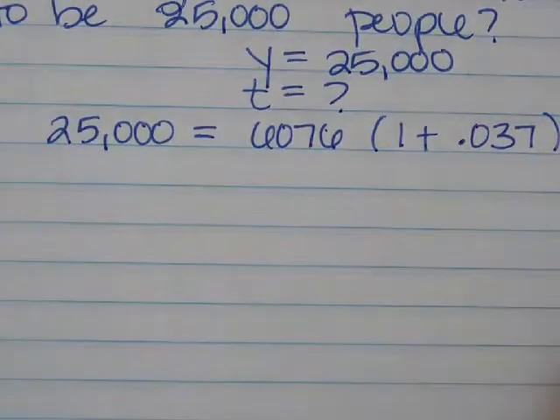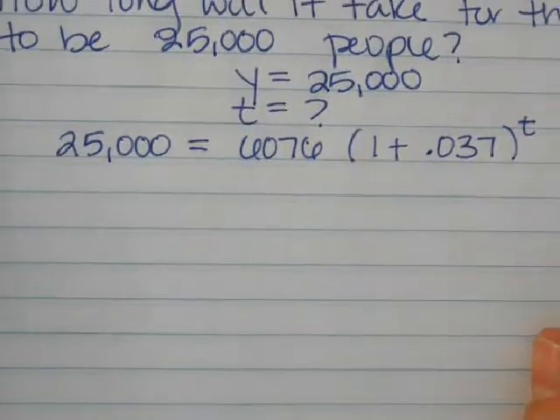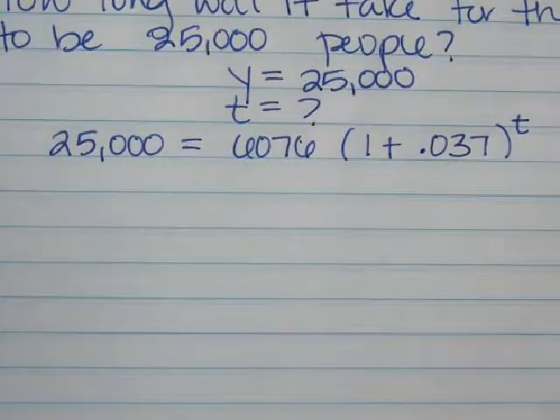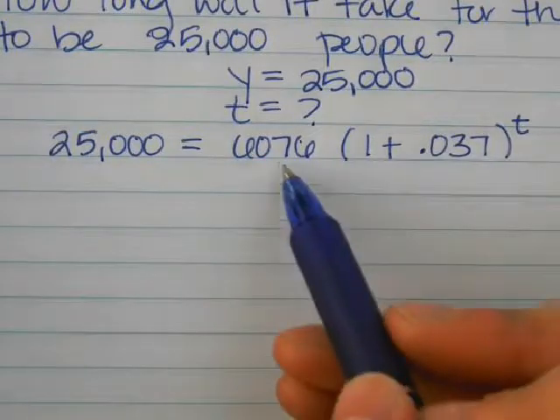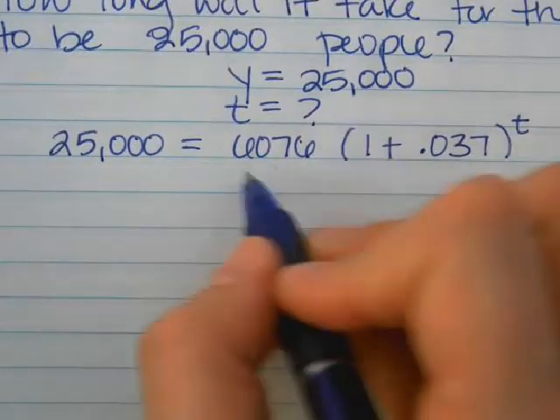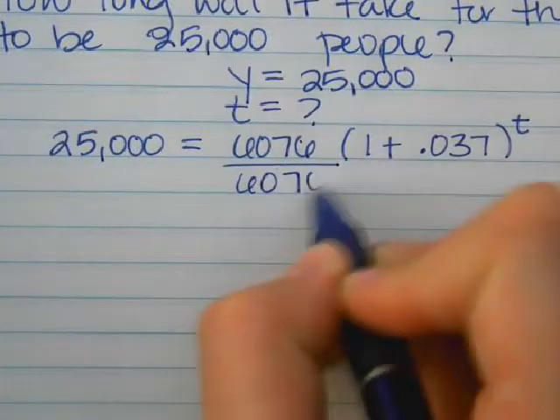Ooh, that was super zoomed in. Okay, so I need to get this t alone. What should I do first? Divide. What am I going to divide by? 6,076. So this number right here is being multiplied. We need to undo it. We want to move stuff away from t, so I'm going to divide by 6,076.